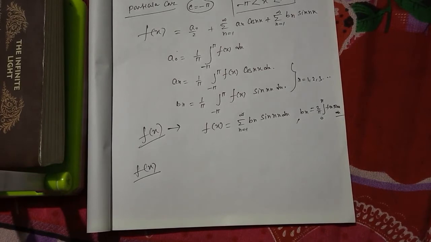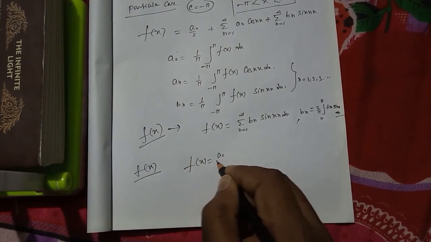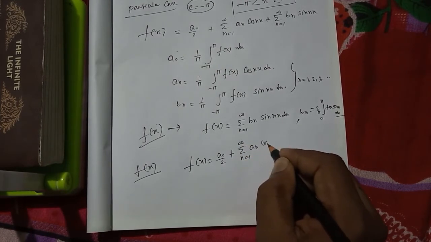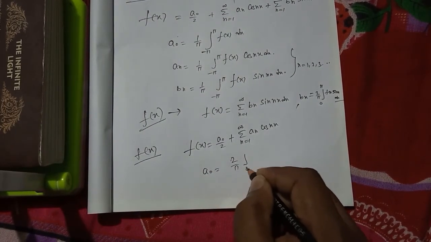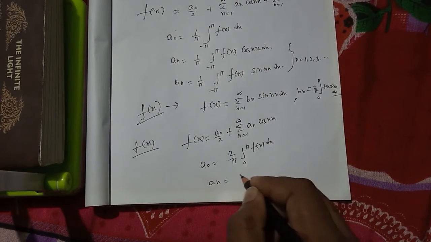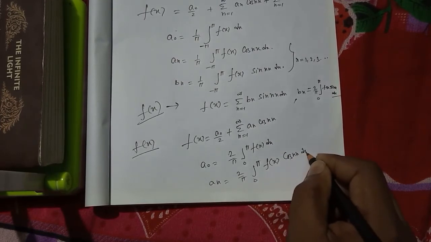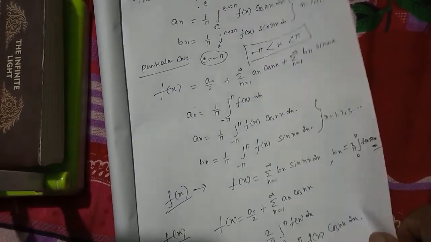And if f of x is an even function, then the Fourier series of f of x contains only cosine terms, and this is f of x is equal to a0 by 2 plus summation n equal to 1 to infinity an cos of nx, where a0 is equal to 2 by pi integration 0 to pi f of x dx, and an is equal to 2 by pi integration 0 to pi f of x cos of nx dx. These are done in the first video. In this video we will take a particular case if c is equal to 0.